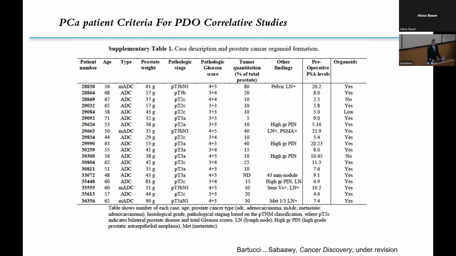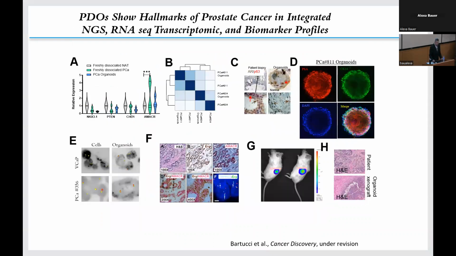As you can see, we were able to make organoids from a very large number of these patients. Our success rate is about 84%, which is much higher than the other organoid systems developed by the MSK group, earlier published in Cell. These are some of the features of these organoids. So focus on panel B and C.